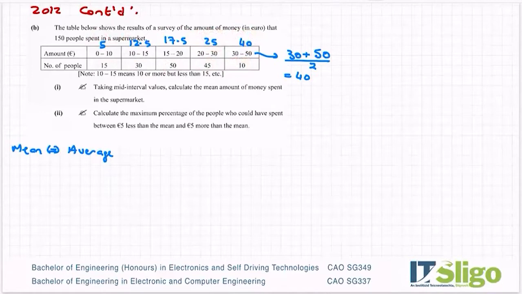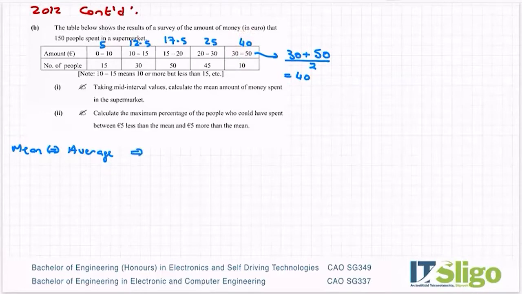Okay, so because we don't know the exact values that these people spent, we know it's somewhere between 30 and 50, we use the mid-interval value as an estimate of in and around what they spent. So somewhere around 40. So the mid value in that range. Okay, so how do we get the mean?